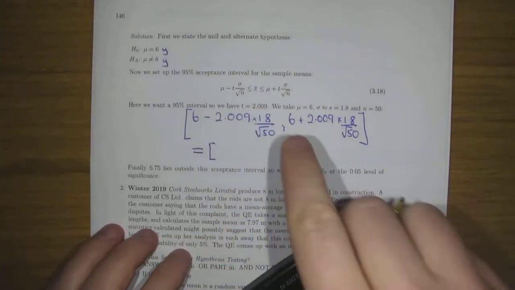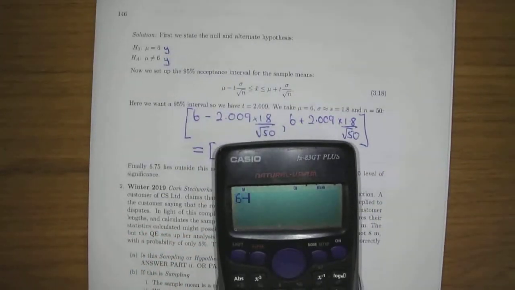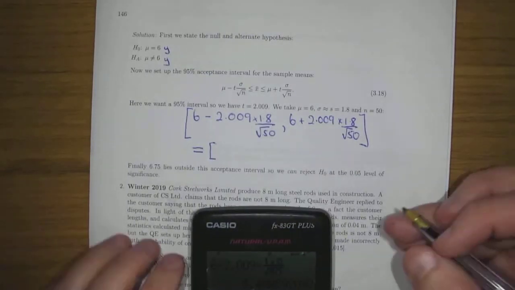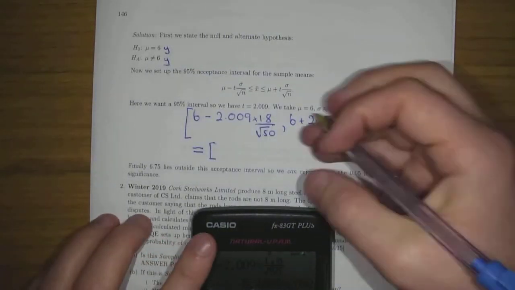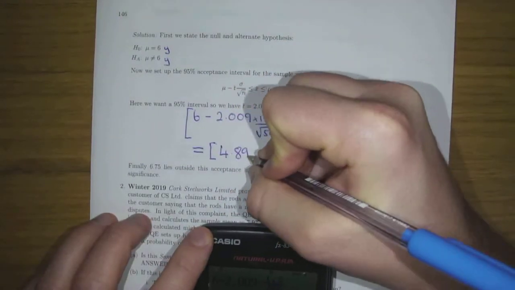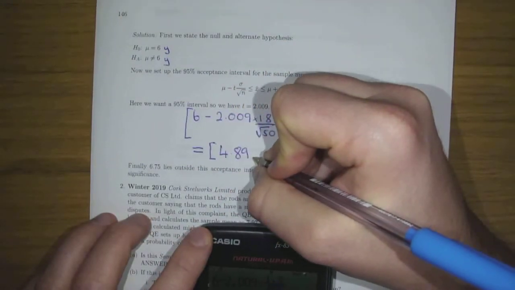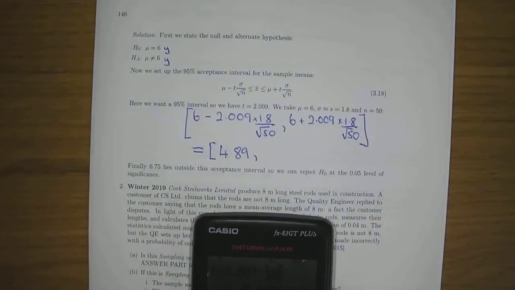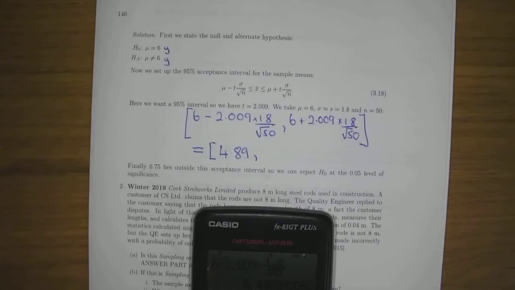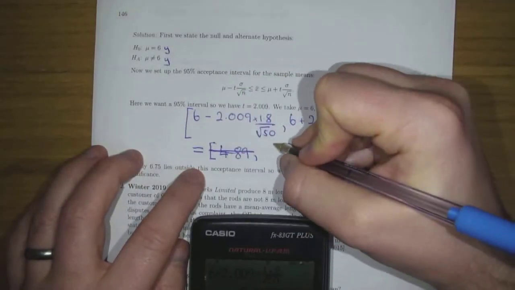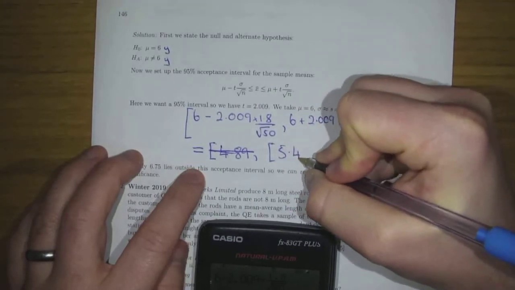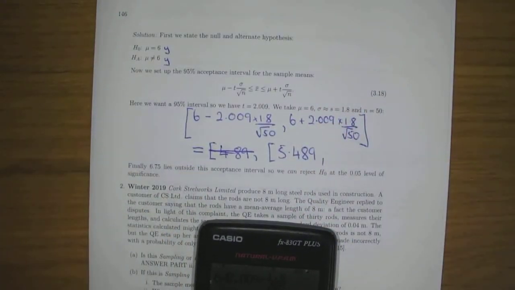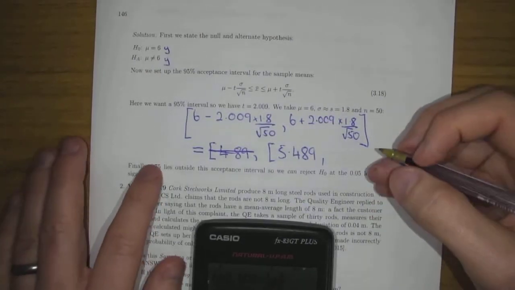Now, we'll go back to the sample in a second. So 6 minus 2.009 times 1.8 divided by root 50. I'll just do 4 significant figures. What happened there? 5.4, sorry, 5.489. And then the plus one is 6.511.